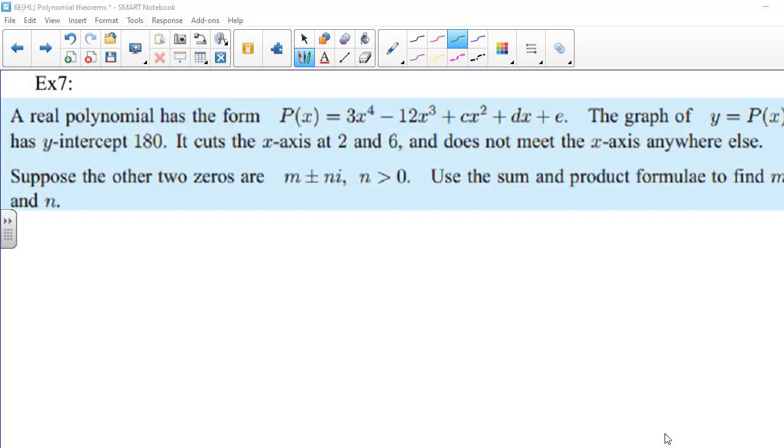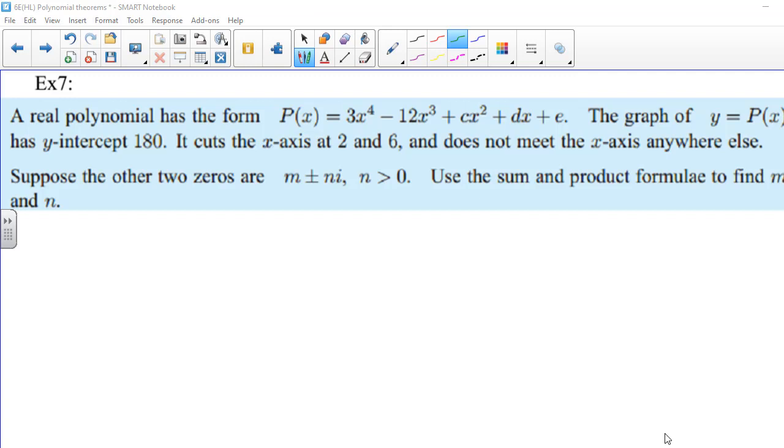Let's look at the last example in this lesson, example 7. A real polynomial has the form p of x equals 3x to the power 4 minus 12x cubed plus cx squared plus dx plus e. The graph of y equals p of x has y-intercept 180. It cuts the x-axis at 2 and 6, and it does not meet the x-axis anywhere else. Suppose the other two zeros are m plus minus ni, n is greater than 0. Use the sum and the product formula to find m and n.